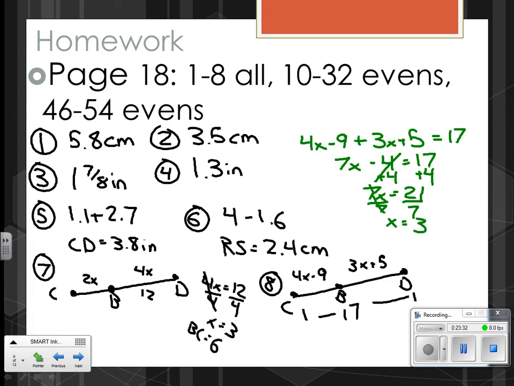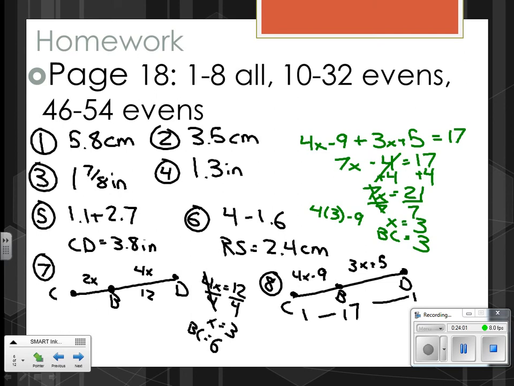Am I done? Because what else does this problem still want? Which one do they ask for? Look at directions. Only one of them. Find x and BC. So that was the 4x minus 9. So I'm going to do 4 times 3 minus 9. 4 times 3 minus 9. So BC also equals 3. Now it's done.